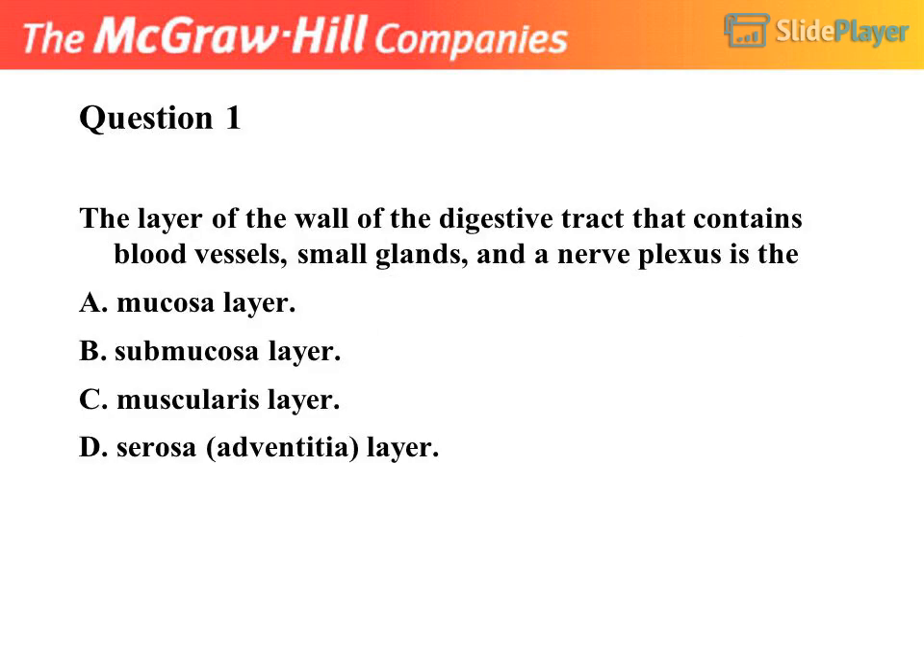Question 1. The layer of the wall of the digestive tract that contains blood vessels, small glands, and a nerve plexus is the A. Mucosal layer, B. Submucosal layer, C. Muscularis layer, D. Serosa, adventitia, layer.